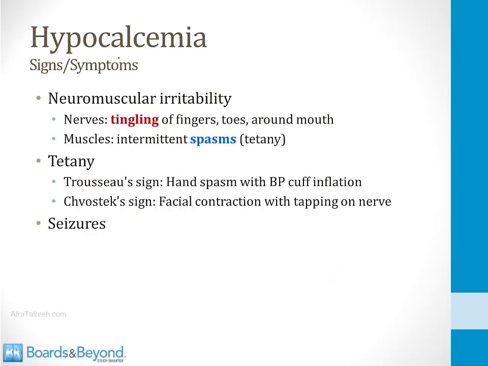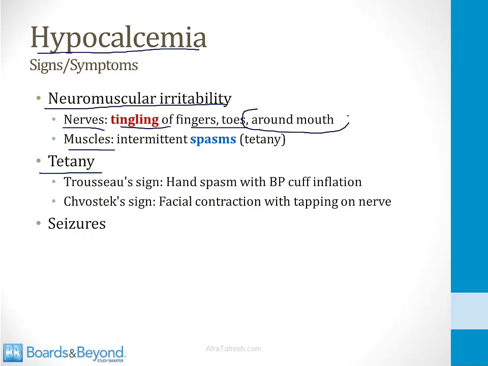The signs and symptoms of hypoparathyroidism are the signs and symptoms of hypocalcemia, and those signs and symptoms are neuromuscular irritability and tetany, and let's talk about what those two terms mean. Neuromuscular irritability means abnormalities of the nerves and the muscles. In the nerves, the symptoms are tingling of the fingers and toes and classically around the mouth. In the muscles, the symptoms of hypocalcemia are intermittent spasms, and that's called tetany, and there are two classic signs of the tetany that occurs in hypocalcemia.